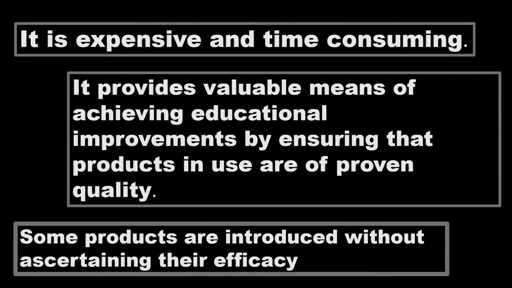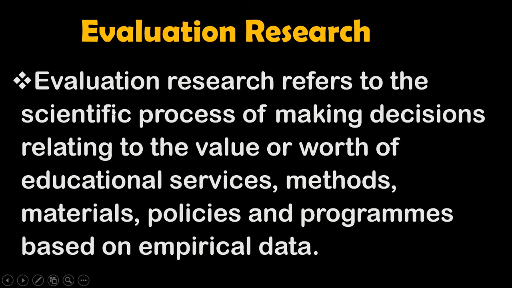Some products are introduced without ascertaining their efficacy. This is obvious, we know it. There are people that will build a machine that we use for testing something in science courses without really ascertaining whether that thing can work or can produce something good, and they go and market it and people will buy. No, such a product won't be bought. There should be research and development on it to see whether it's still working, whether it's still producing what it's supposed to produce, or whether it should be advanced upon.